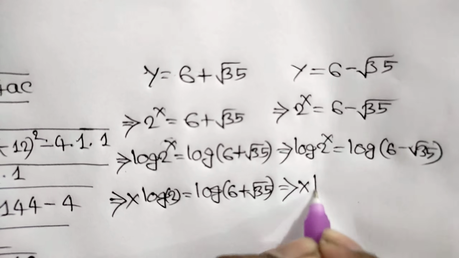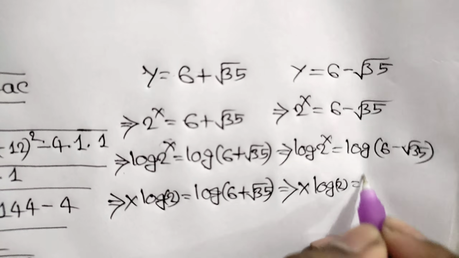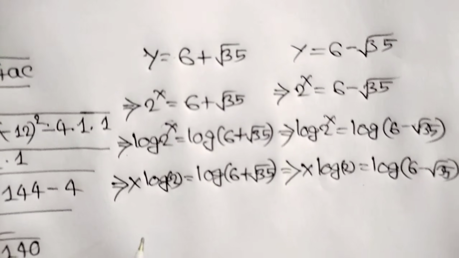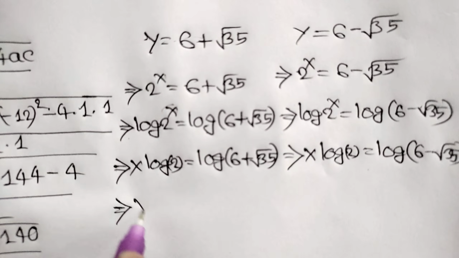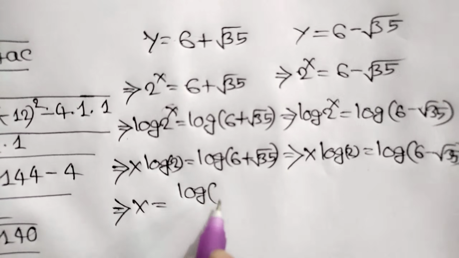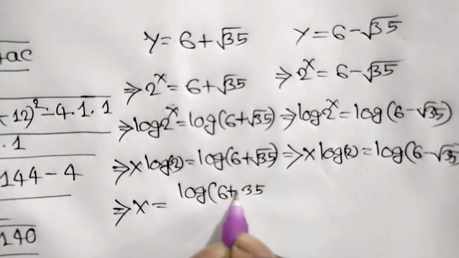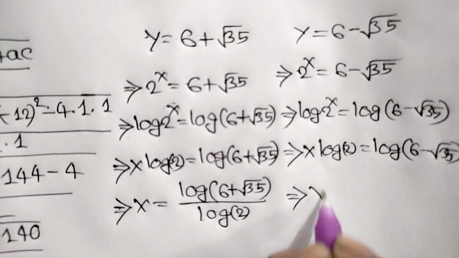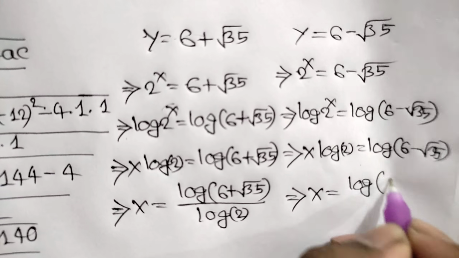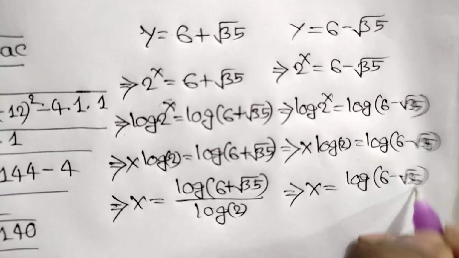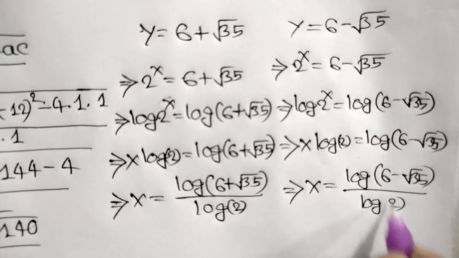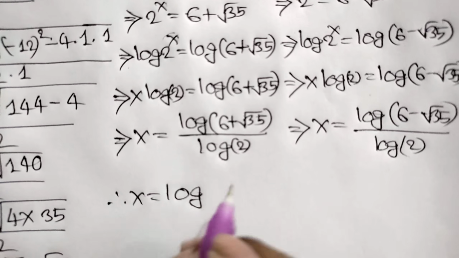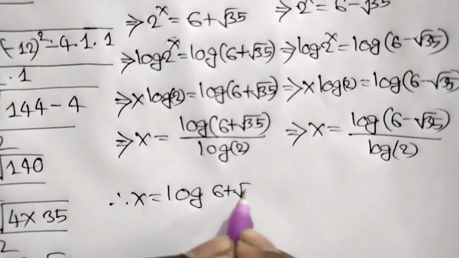Similarly, we will get x times log of 2 is equal to log of 6 minus square root of 35. Now dividing both sides by log of 2, we will get x is equal to log of 6 plus square root of 35 over log of 2. Similarly, x is equal to log of 6 minus square root of 35 over log of 2.